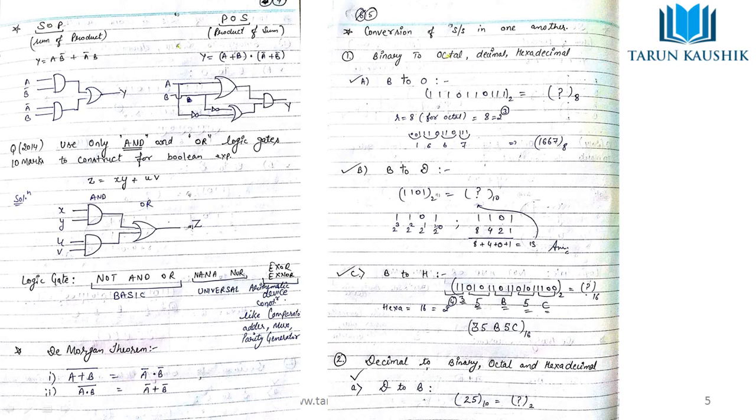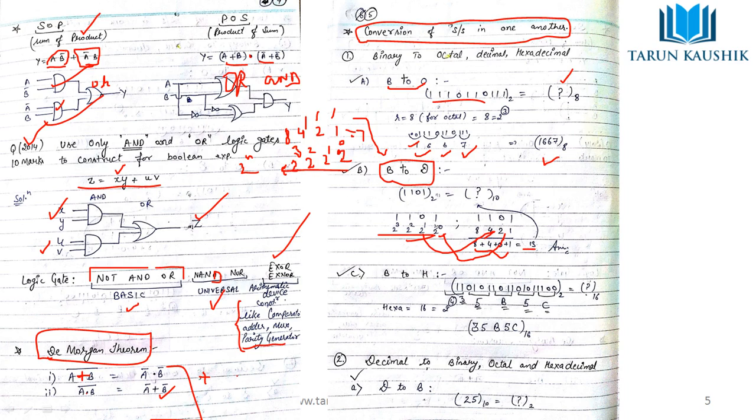Just do the multiplication. What I get: 1 into 1 is 1, 2 into 0 is 0, 4 into 1 is 4, 8 into 1 is 8. 8 plus 4 is 12, plus 1 is 13. So it comes out to be 13.